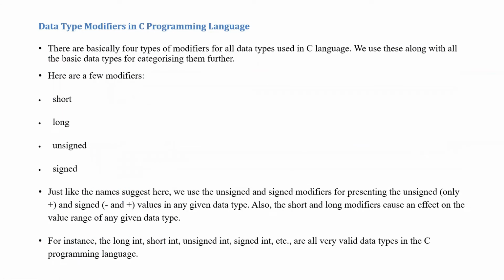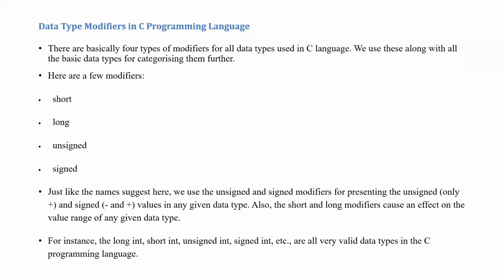Next, data type modifiers are there. Modifiers, in the sense, are giving additional flavor to existing data types, and some changes may occur. Here we are having 4 modifiers. One is called short, another is called long, another is called unsigned, and another is called signed. These 4 modifiers can be added to your data type. It may be int, float, char, or double also.